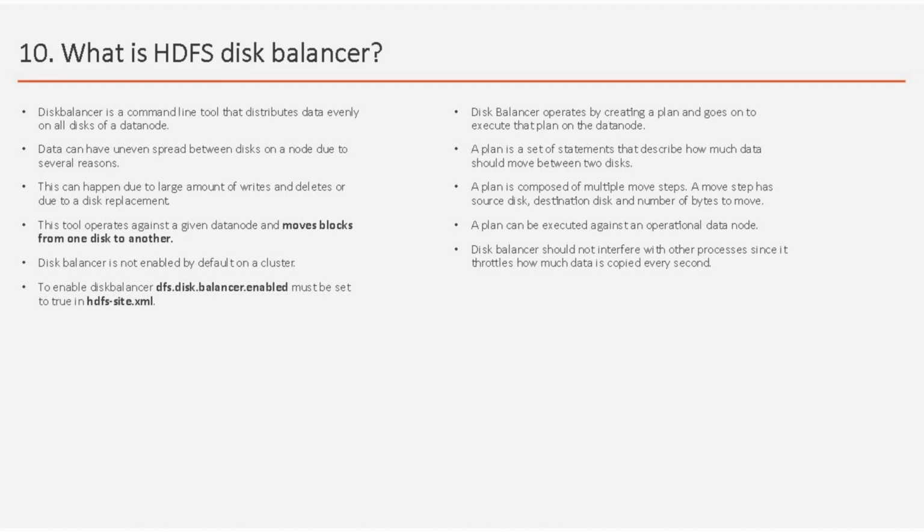The disk balancer operates by creating a plan and goes on to execute that plan on the data node. A plan is a set of statements that describes how much data should move between two disks. A plan is composed of multiple move steps. A move step has a source disk, destination disk, and number of bytes to move. A plan can be executed against an operational data node. Disk balancer should not interfere with other processes since it throttles how much data is copied every second.